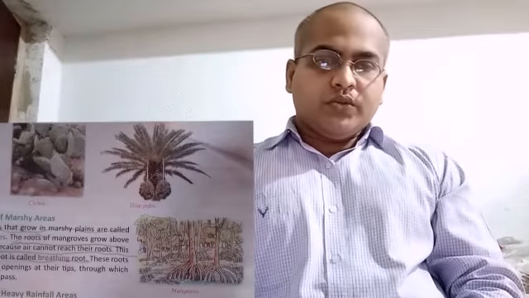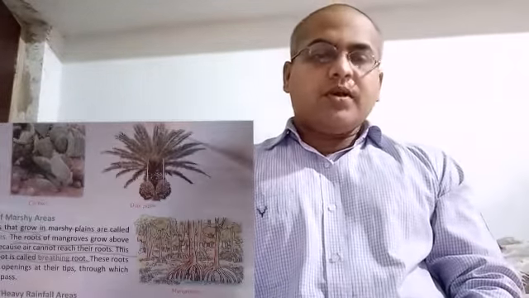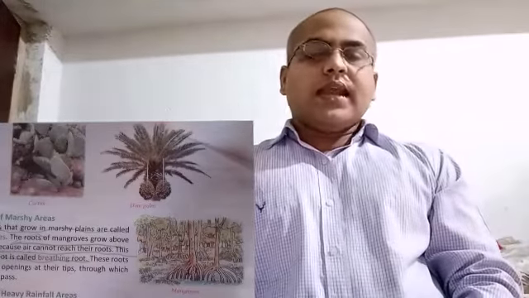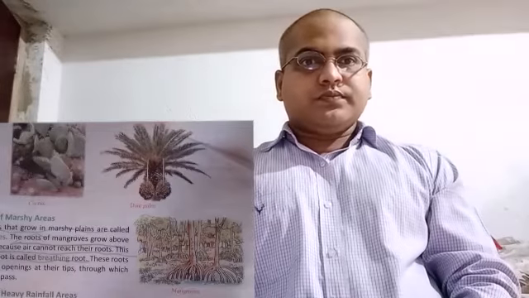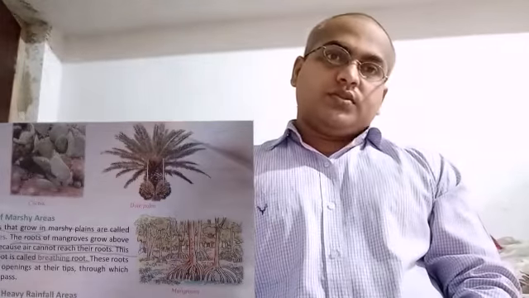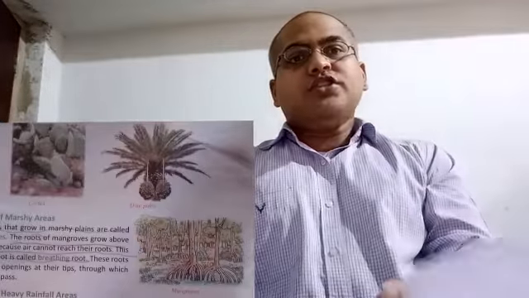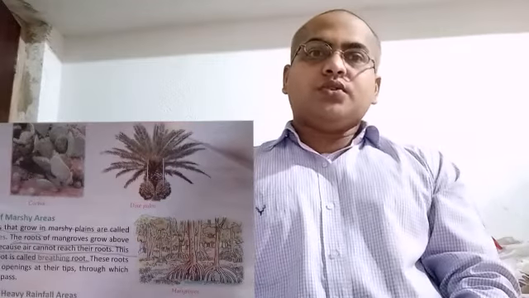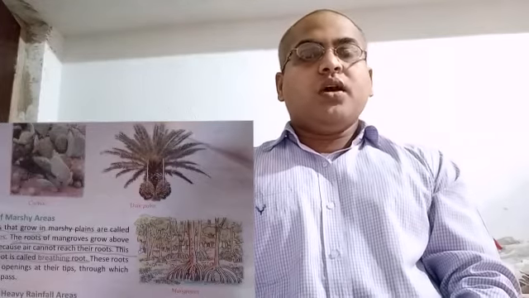Now comes question number 2. What are breathing roots? How do these help the marshy plants? The roots of mangroves grow above the soil because air cannot reach their roots. These roots are called breathing roots. These roots have small holes at their tip by which they absorb oxygen from the atmosphere.